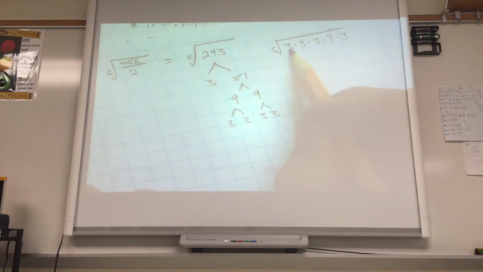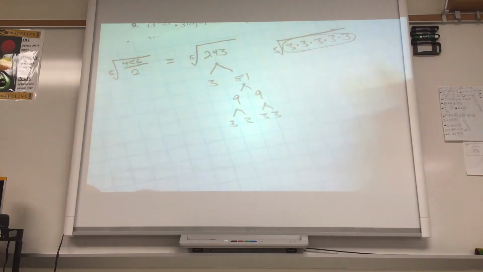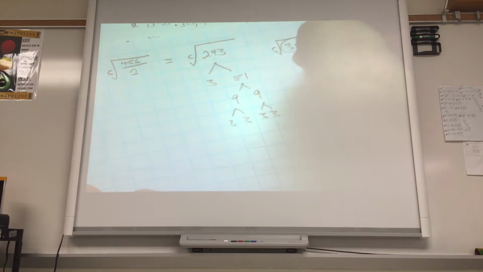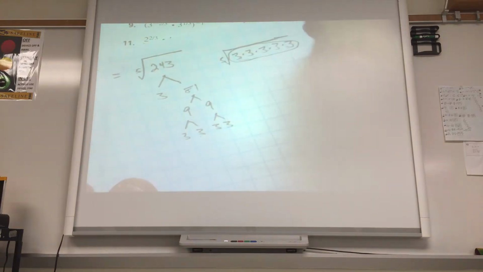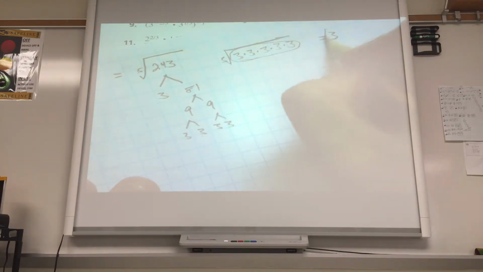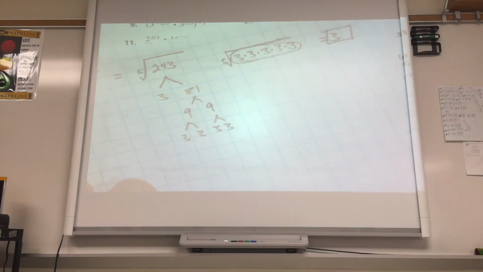That's the same exact thing, except now, because it's a fifth root, I'm looking for groups of 5. So I have 5 3s here, so I'm going to pull them all out. That creates a perfect fifth root. And my answer is actually just simply 3, because there's nothing left under the fifth root. So you just leave it at 3.